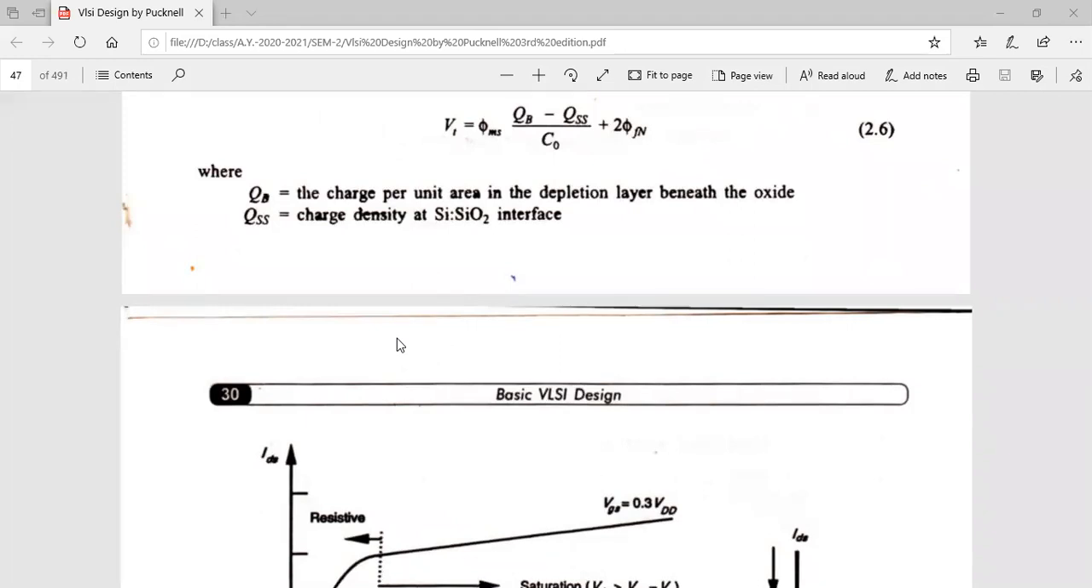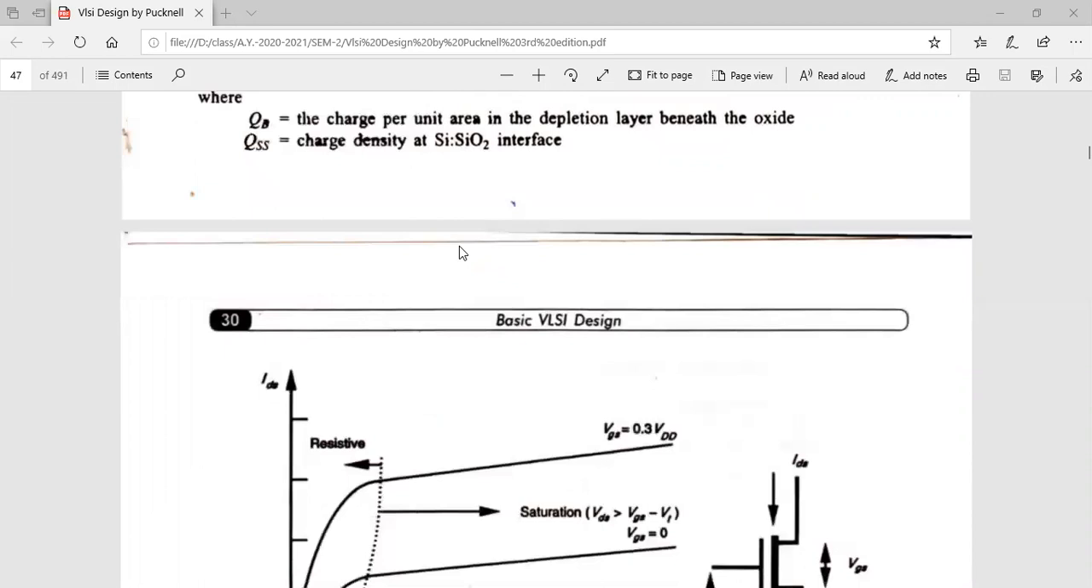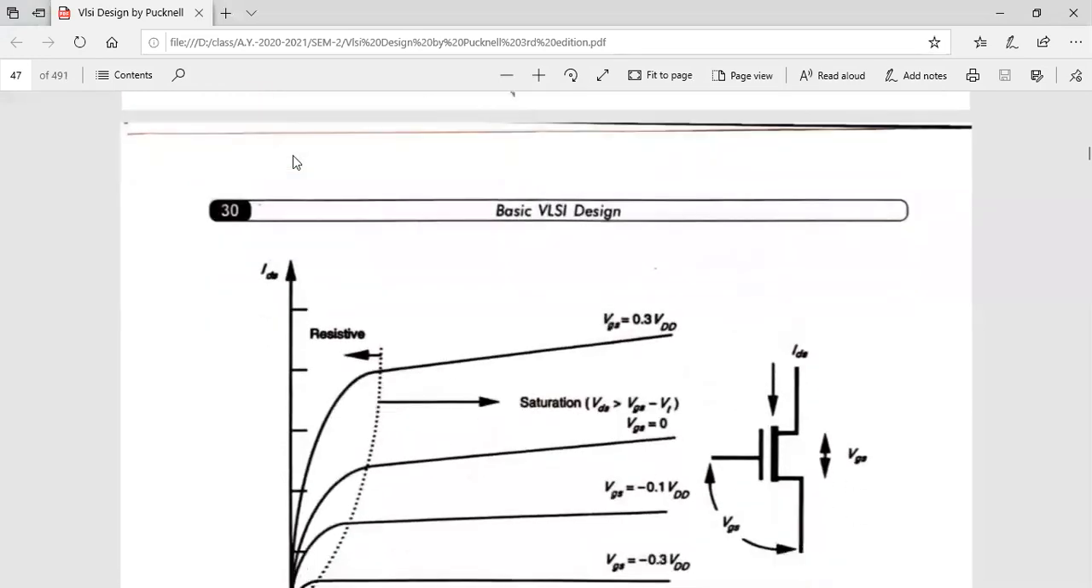Silicon dioxide is under the gate material. QSS is nothing but the charge density at the silicon and silicon dioxide interface. What is this silicon? This is the gate material, and this SiO2 is under that gate material, acting as an insulator. At that particular interface, we have some charge density that is indicated as QSS.